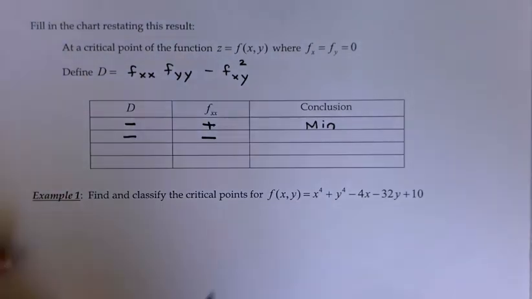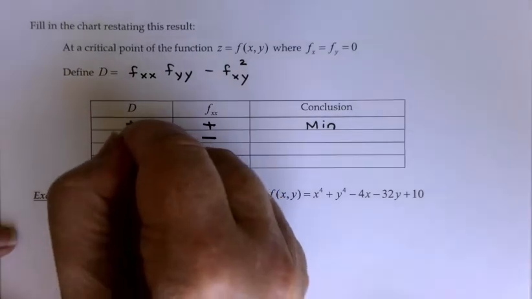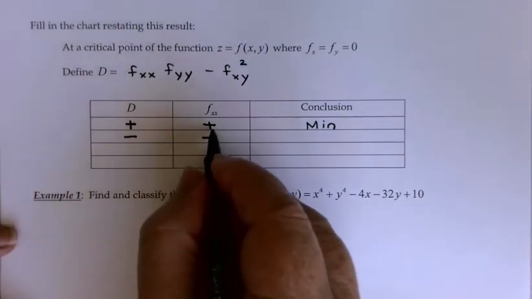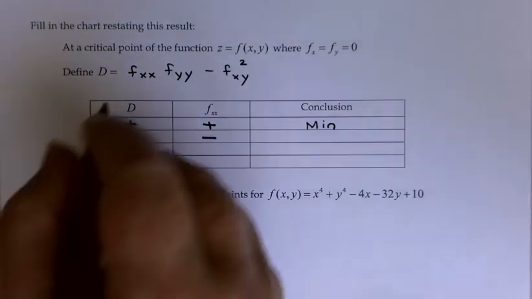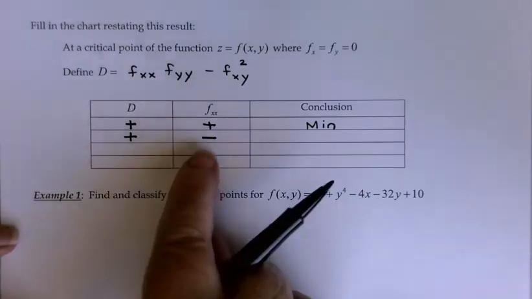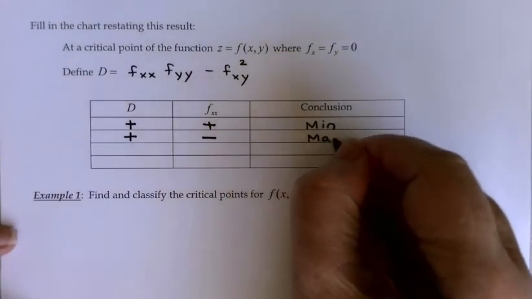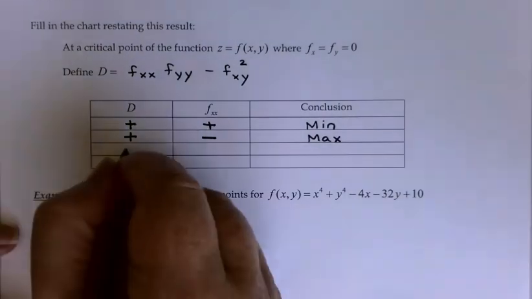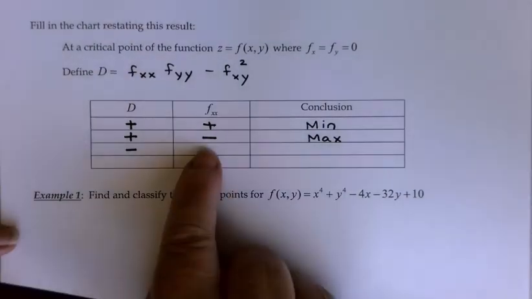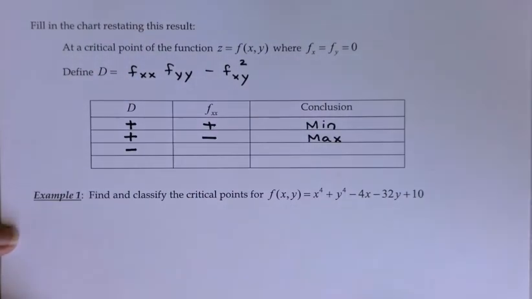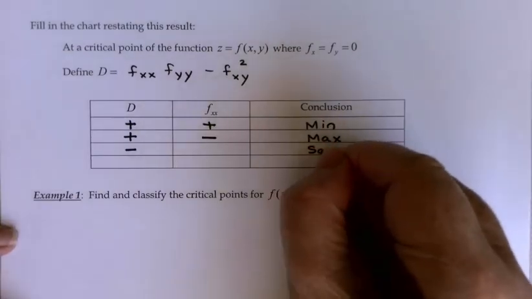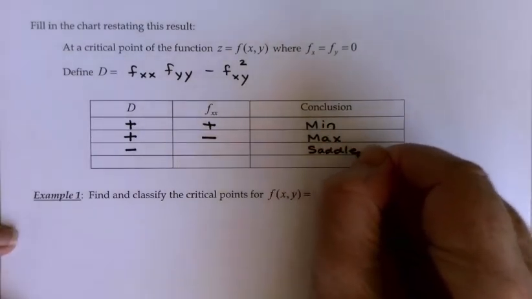I'm sorry guys, let me go back. If D is positive and f sub xx is positive, we have the minimum. If D is positive and f sub xx is negative, we then have a maximum. If D is negative, here we go, then it doesn't matter what f sub xx is. We have what's called a saddle point.